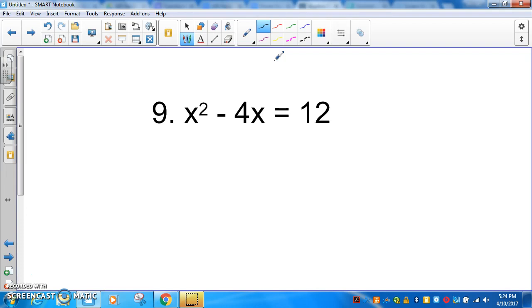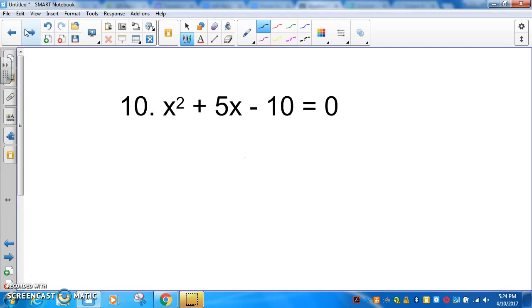Or you can actually move 12 to the other side, and in this case, I think you get something that is factorable. So if you can figure out how to factor this guy right here, you should be able to get number 9.